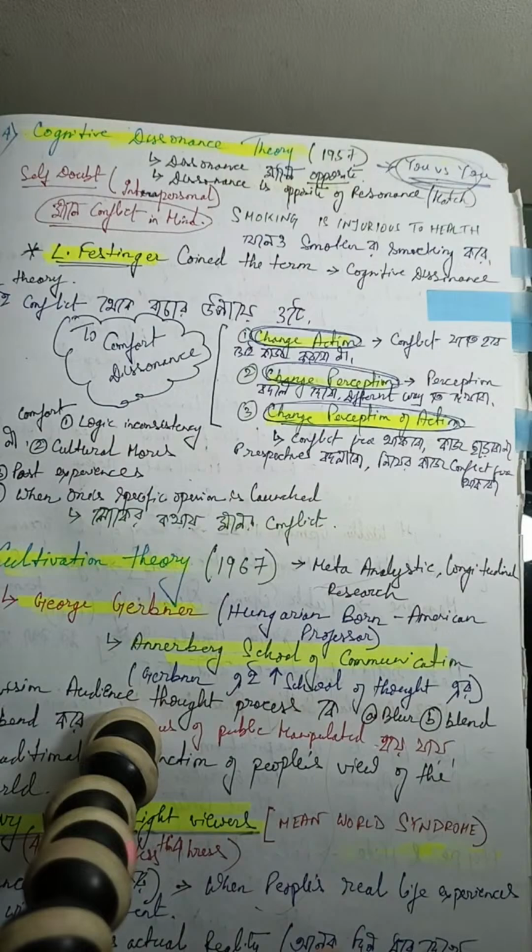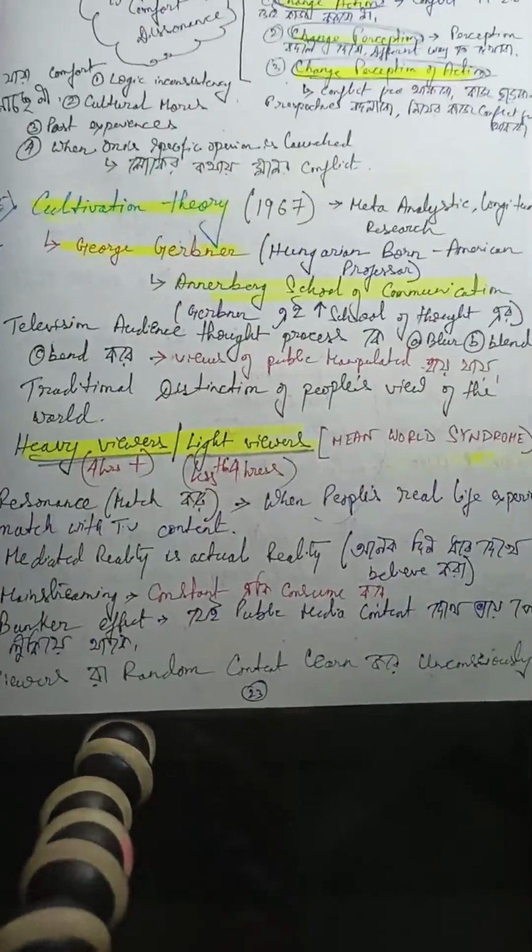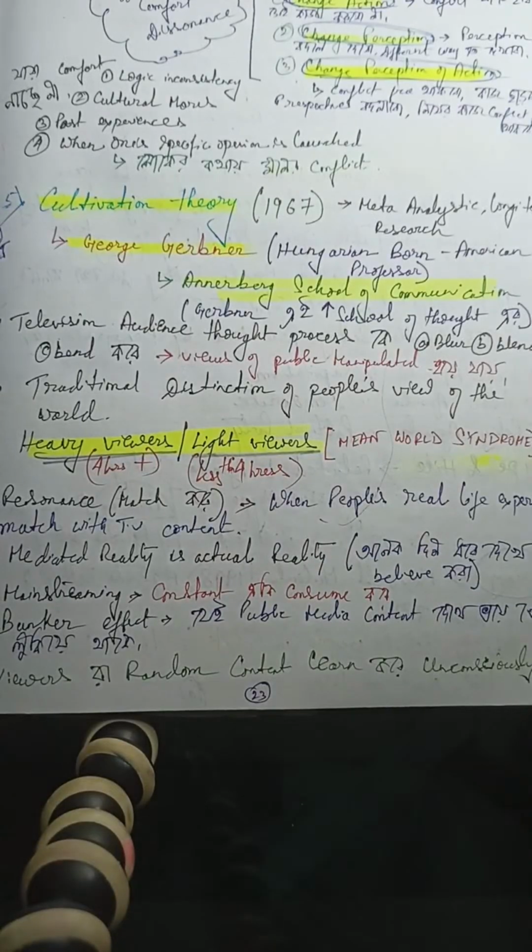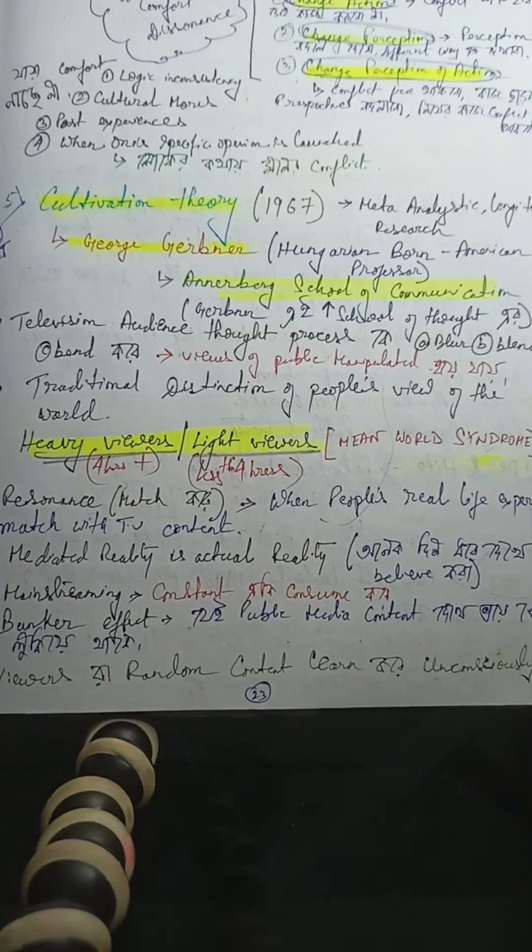Then next we have cultivation theory, where we discuss meta-analysis and longitudinal research. Cultivation theory is famously given by George Gerbner. What we can see with George Gerbner's theory is that it blends the thought process of the television audience. It also has some traditional distinctions of people's view of the world.